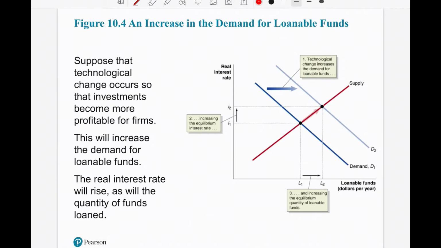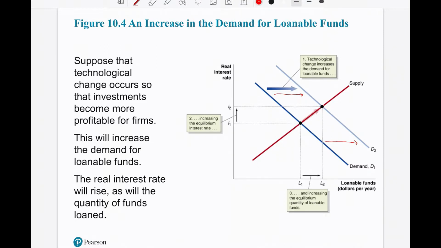Now, we draw the demand curve for loanable funds by holding constant all factors other than the interest rate that will affect the willingness of borrowers to demand funds. And we draw our supply curve, once again, holding constant all factors other than the interest rate that affect the willingness of lenders to supply those funds. So therefore, an increase in demand for loanable funds, such as we have right here, is represented by this rightward shift of the demand curve.